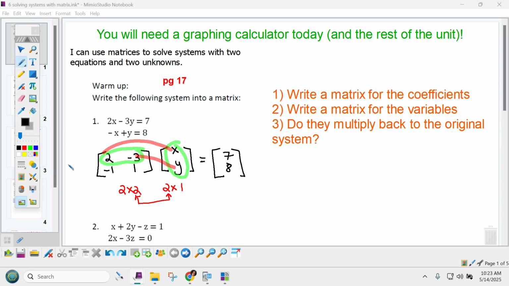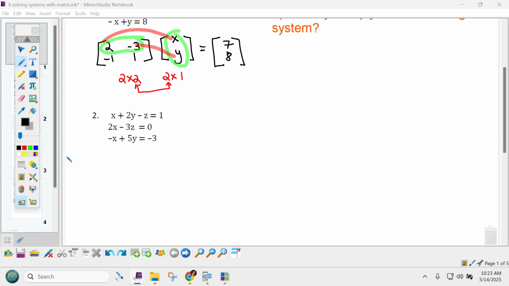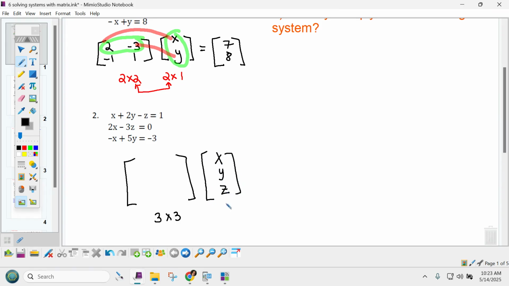Let's do the same thing for number 2. Now we've got 3 variables. I see x, y, z. So my coefficients are going to be a 3 by 3. My variables are a 3 by 1. And my answers are also a 3 by 1.